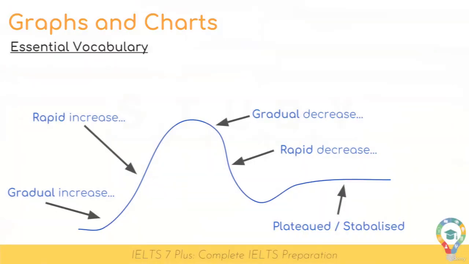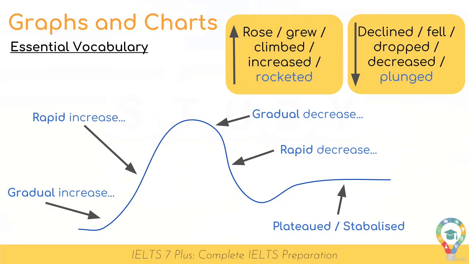Now we'll move on to vocabulary all about graphs and charts. Here are 5 common trends that you will see with graphs and charts, and we have both gradual and rapid changes. As well, we also have a plateau, or we could say that it is stabilized. Here are your synonyms for increase and decrease. I've highlighted the vocabulary rocketed and plunged in blue because you would only use these two words to describe a big, quick change. We use adverbs to show how quickly the change happened.